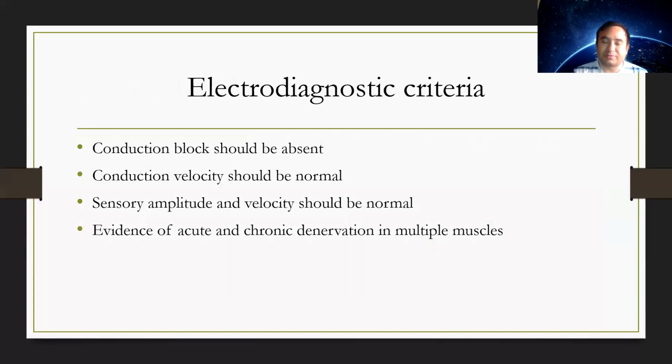Though the diagnosis of MND is most of the time clinical, we may need the help of electrodiagnostic criteria, where there should be evidence of acute and chronic denervation of multiple muscles, but there should not be conduction block. Conduction velocity should be normal, and the sensory should be normal, because this is a motor neuron disease. So there should not be involvement of the sensory part of the nerve. If there is only evidence of acute and chronic denervation in multiple muscles and only involvement of the motor nerve, then definitely we need to think of motor neuron disease.